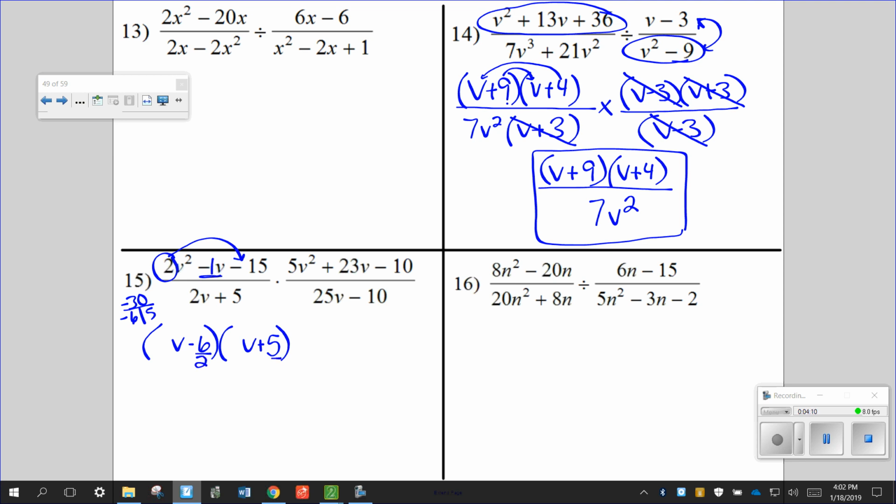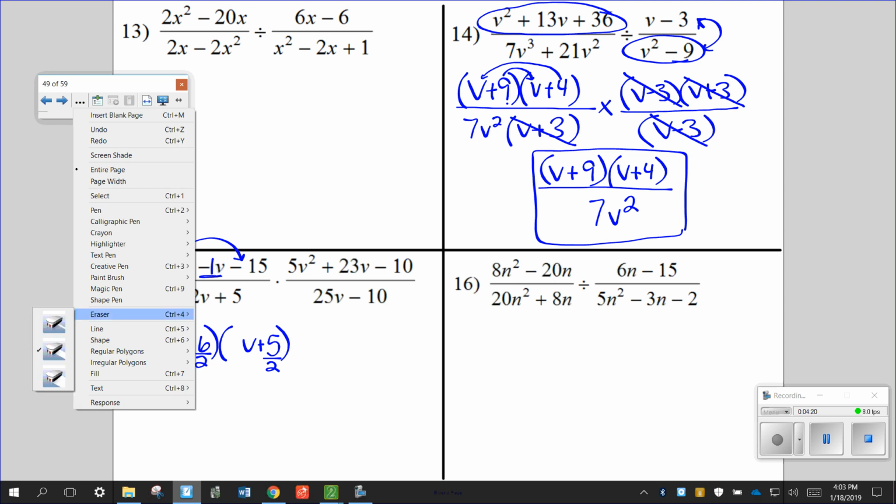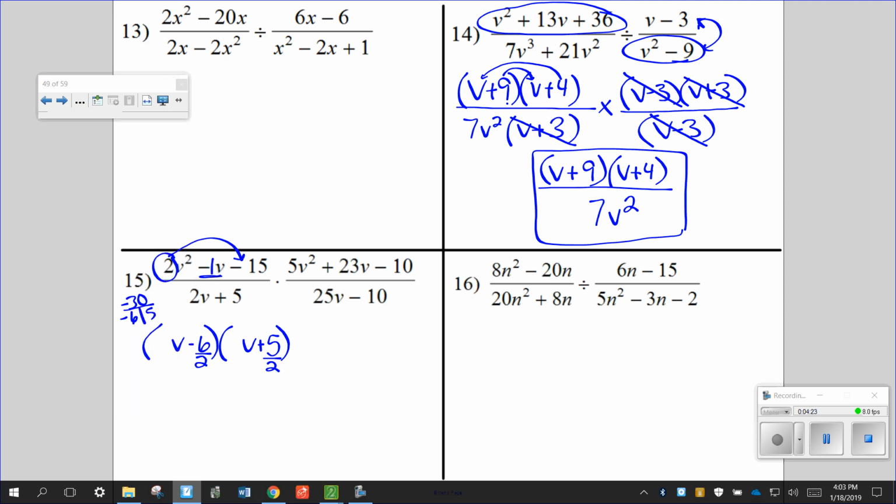So both of my factors here, I'm going to divide them by 2. Now if they divide out evenly, like this one, 6 divided by 2, that is 3. So I write v minus 3. But what about the 5 over 2?